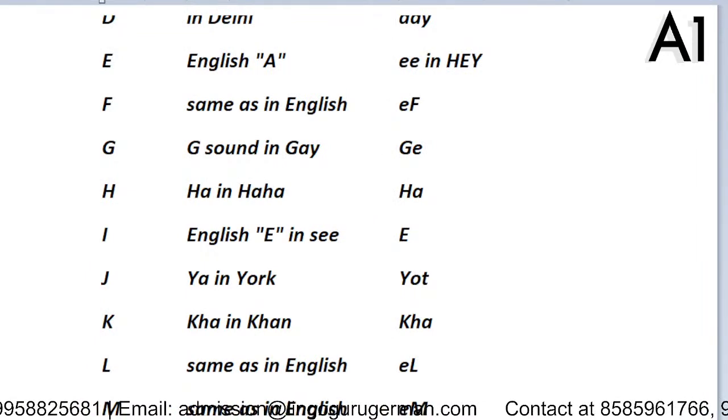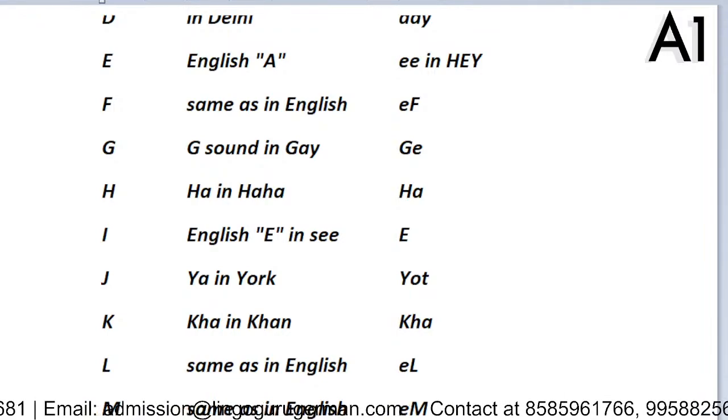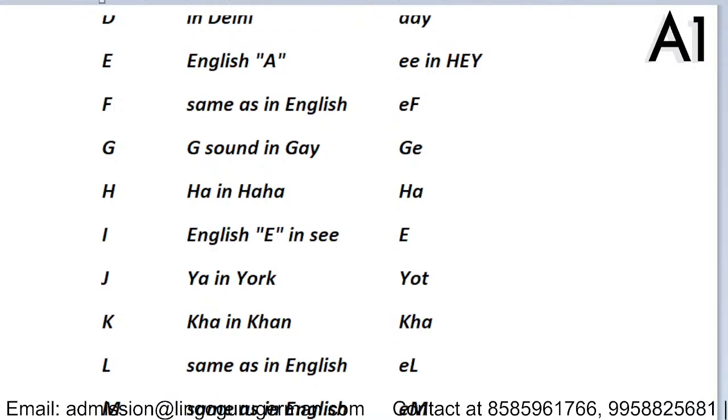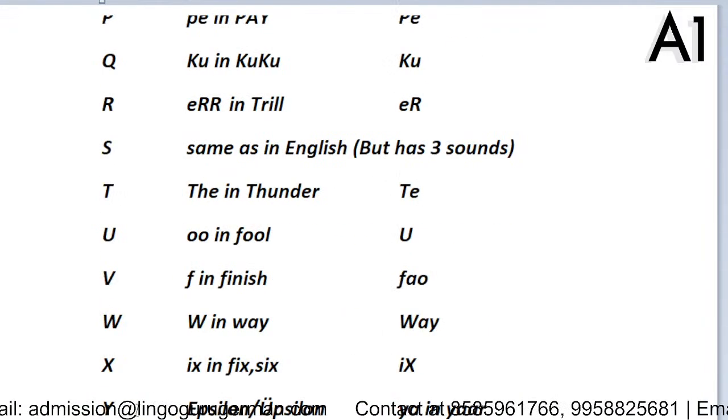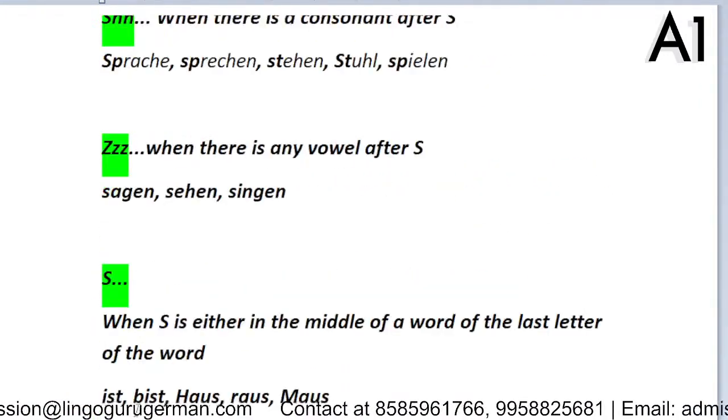A, B, C, D, E, F, G, H, I, J, K, L, M, N, O, P, Q, R, S, T, U, V, W, X, Y, Z. You can pronounce this one.